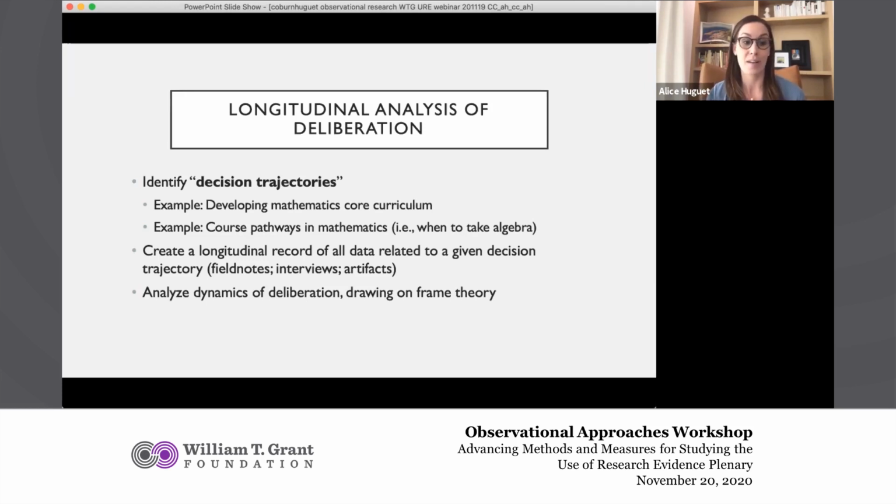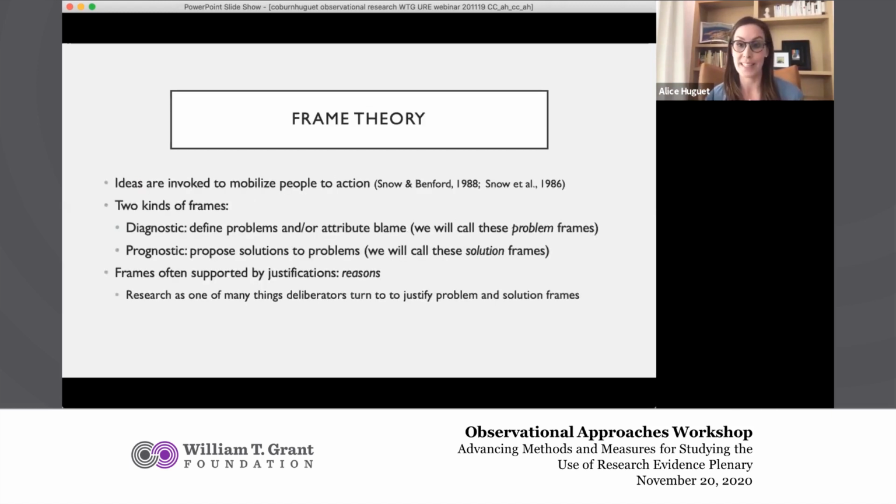And in the next step, we'll talk about how we read through those trajectories that really showed the arc of the decisions over time. And we reviewed it using frame theory. So what is frame theory? Cynthia also touched on this in the plenary. This comes from social movement scholars led by David Snow and his colleagues in the 80s. And frame theory really discusses how to illuminate the ways that ideas are produced and invoked to mobilize people to action. So framing something involves noticing and organizing information in a way that makes the complexity of a situation meaningful to a group.